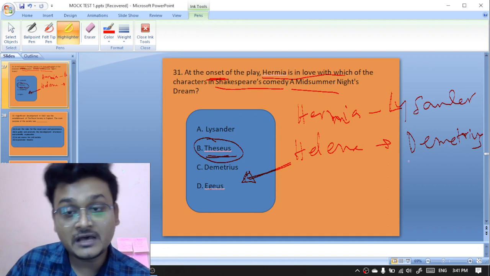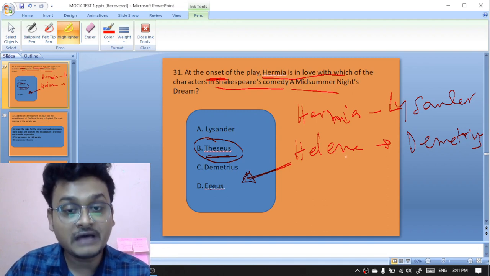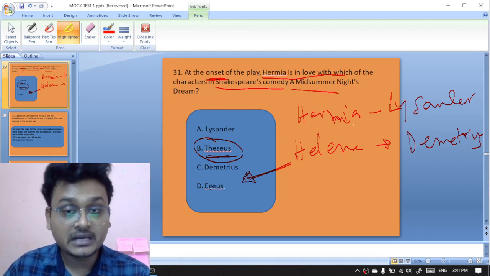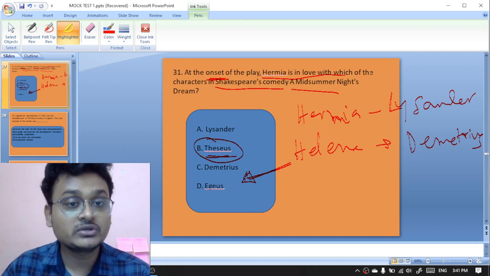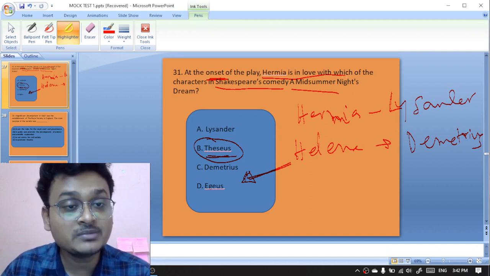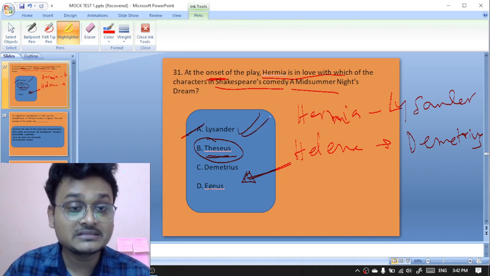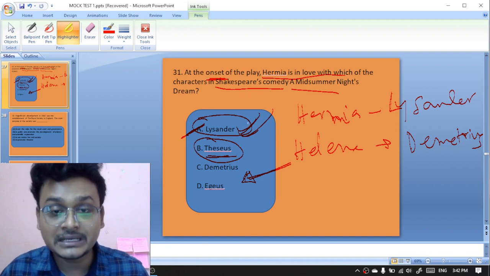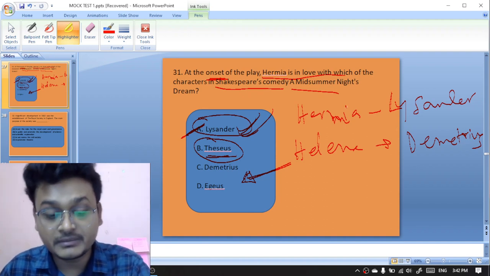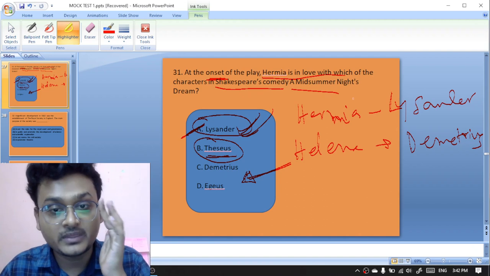So here Helena loves Demetrius, but Demetrius does not love Helena. And Hermia and Lysander, both of them love each other. So here Hermia is in love with which of the characters? Hermia is in love with Lysander. So Lysander is the right option here, whereas Helena is in love with Demetrius, but Demetrius does not love her.